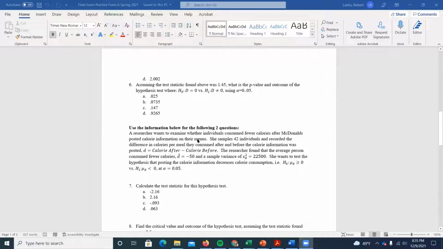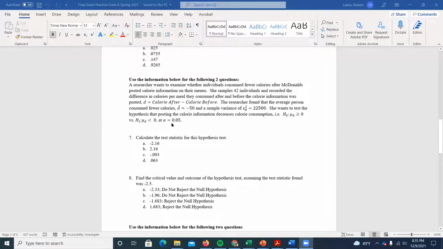All right, so the next group I'm going to go over is one where we're looking at a sample difference. Here we've got calorie consumption before and after they're posted at McDonald's. We have the same 42 individuals, so we can create this difference variable. We find the mean difference is -50. The variance on that difference is 22,500. And we've got some hypothesis tests we're going to run.